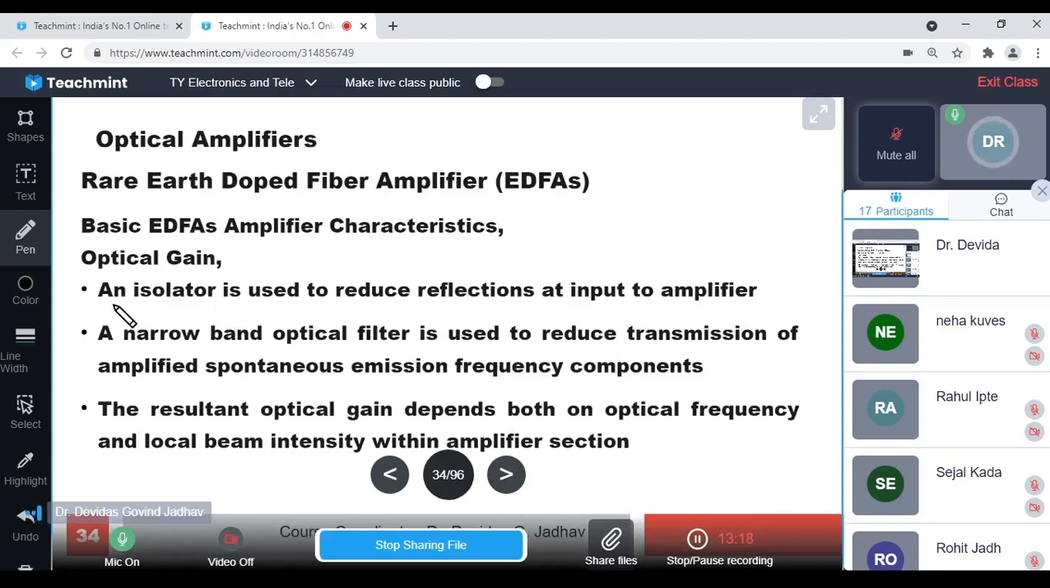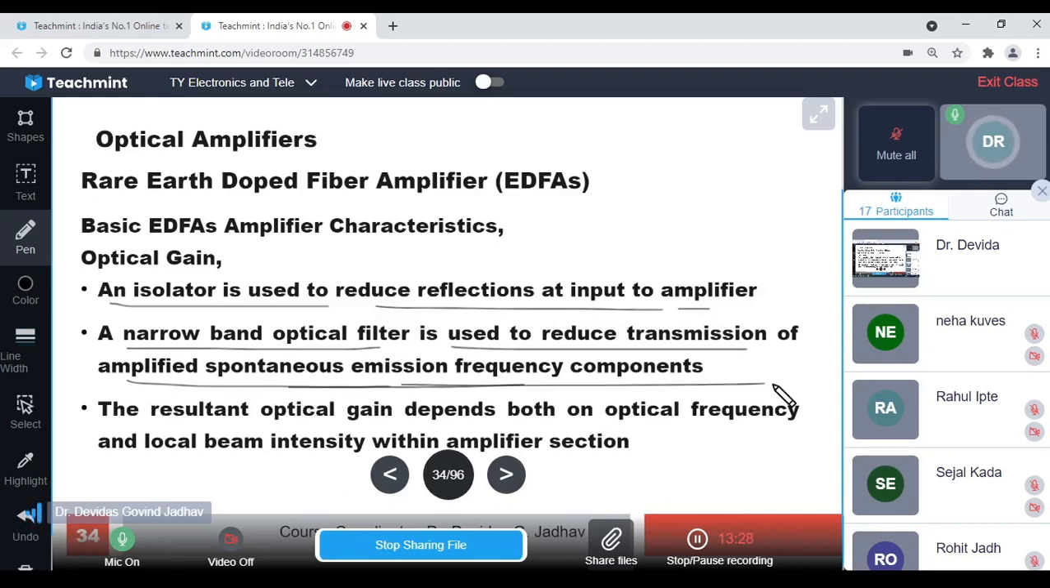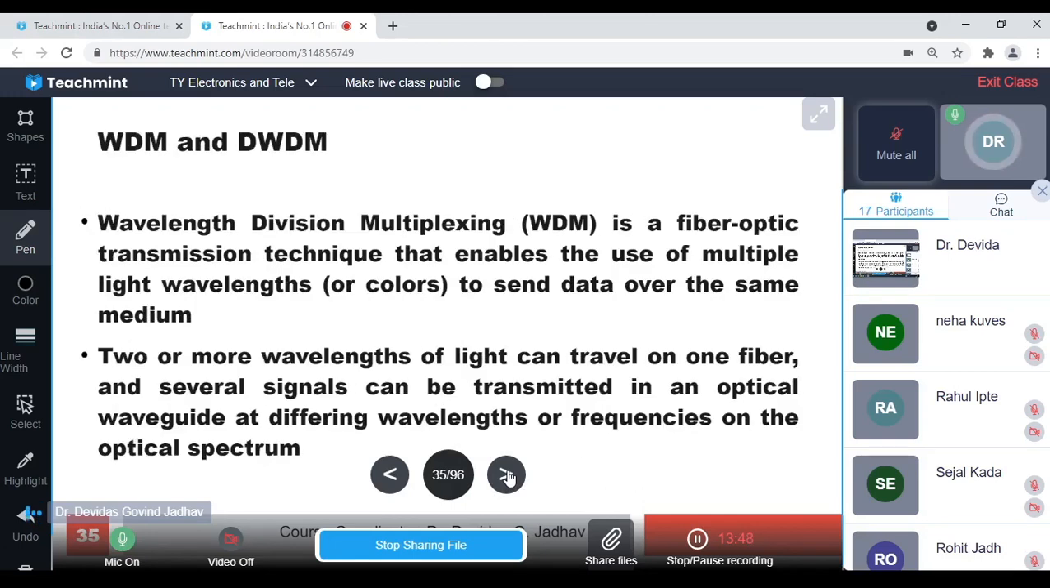Then optical gain also has an isolator, which is used to reduce the reflections into the amplifier, and a narrow band optical filter is used to reduce the transmission of the amplifier spontaneous emission frequency component, which is the spurious frequency coming as spontaneously emitted noise. The resultant optical gain depends both on the optical frequency and local beam intensity. Okay. The optical gain depends on optical frequency as well as local beam intensity within the amplifier.